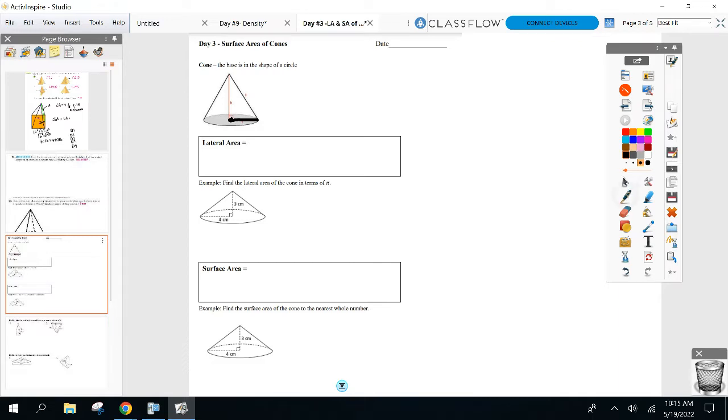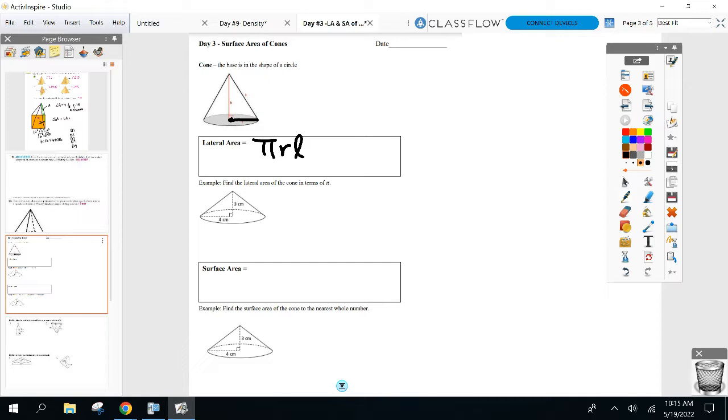All right, so you ready for lateral area? Unfortunately, this is a formula you have to remember, kind of like the cylinder. Lateral area formula: pi times the radius times the slant height, pi r L.